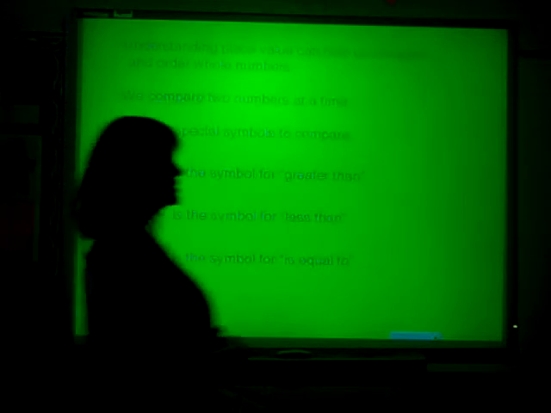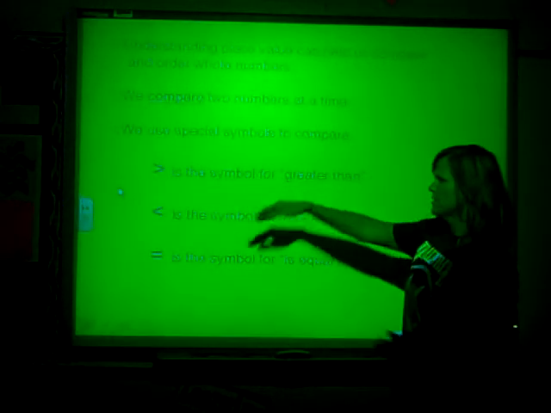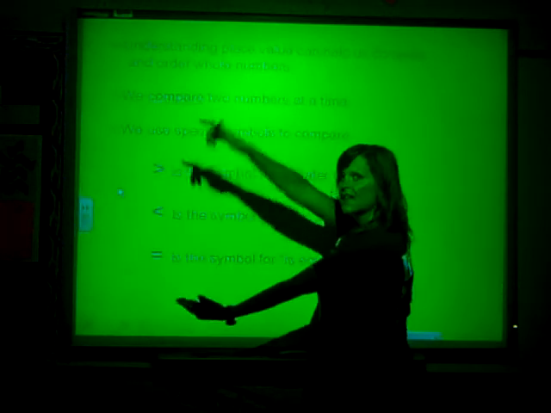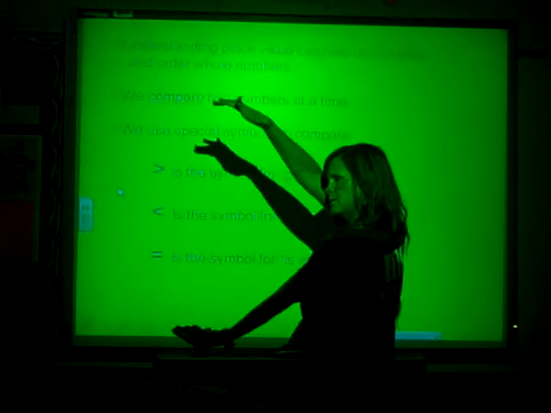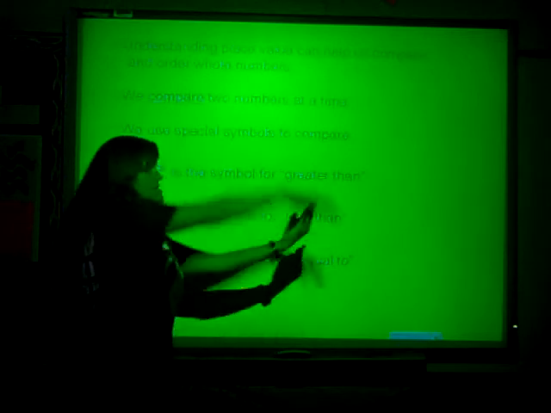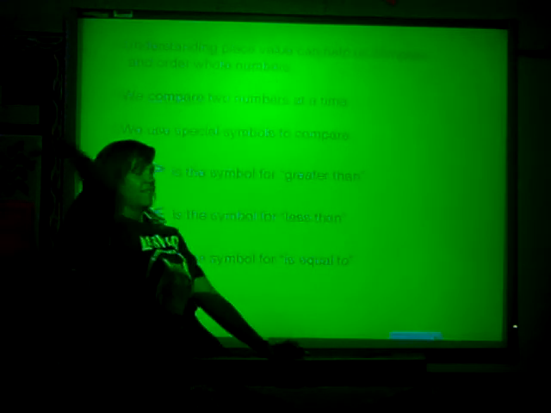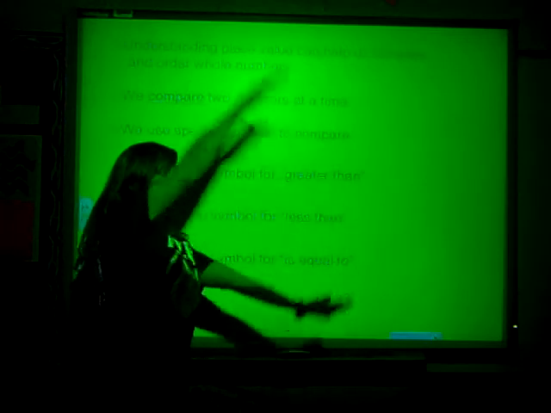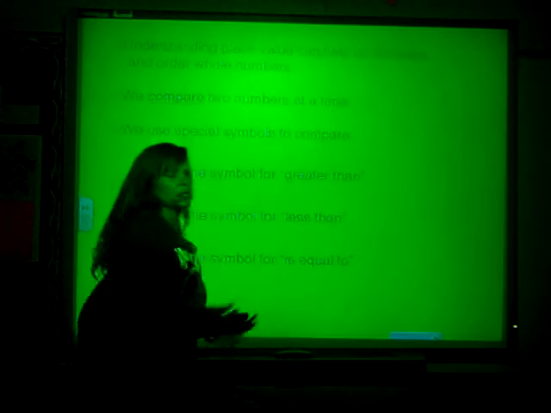This is the symbol for greater than, and this is the symbol for less than, and then we have a symbol for equal to. Your symbol for greater than goes this way. The big side is going to be on the left, the number on the left is going to be bigger. And then the less than is this way. That means that this number to my left is smaller than the number over there. The alligator eats the bigger number. I'm sure you've heard that. And then equal to is when they're exactly the same.